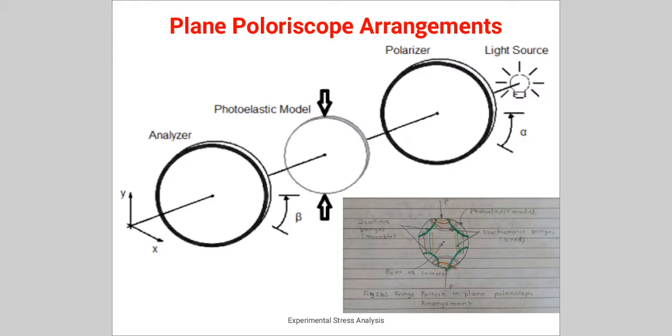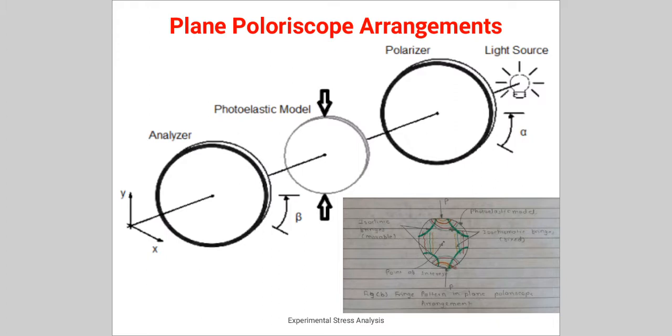isoclinic fringes. And whatever fringes are present at the top side, bottom side, right side and left side, these fringes remain stationary in the clockwise or anticlockwise rotation of the analyzer. So those fringes are called isochromatic fringes.